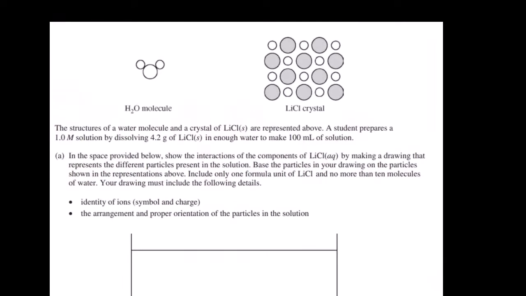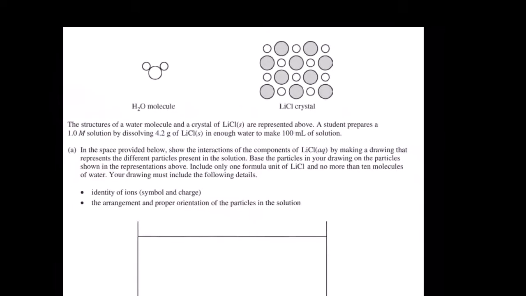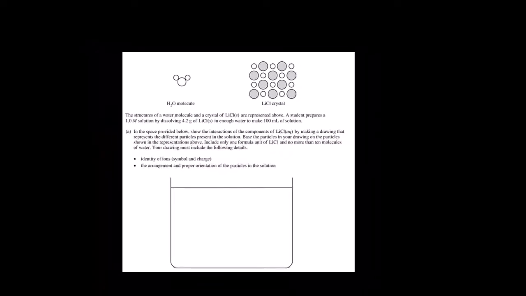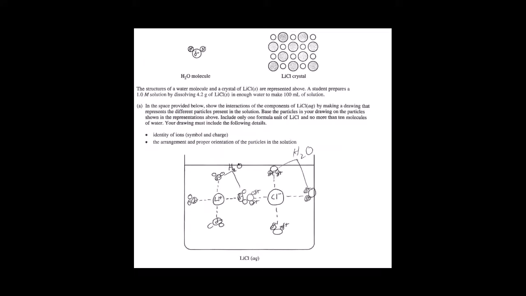Here's a question similar to one that you would find, where you're given an illustration of a water molecule and a lithium chloride crystal, and you're supposed to make a drawing where you identify the ions, okay, that's our lithium chloride crystal, and the arrangement and proper orientation of the particles in solution. To get the points for this problem, you had to identify the lithium ions as being positive. They're the smaller ones. They've lost the electron.